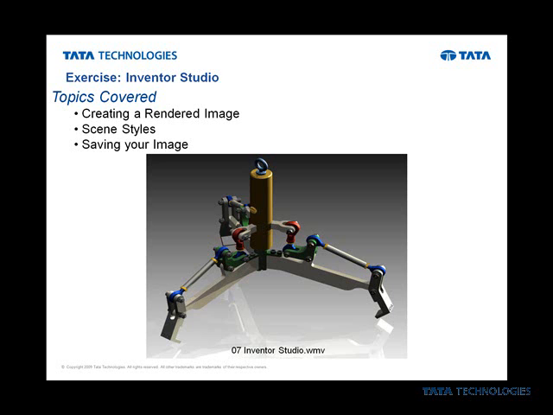We're going to take a look at how we can create, at a very simple level, a high-quality rendered image from Autodesk Inventor. We're going to look into something called scene styles, being able to choose some of the background settings, some of the reflections that we may want to add to our images themselves, and of course how we can save our images so we can easily share them in the future.